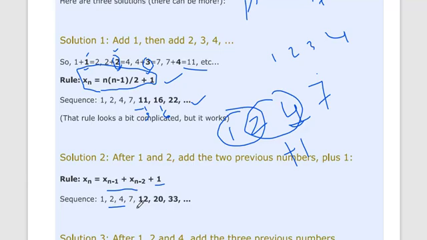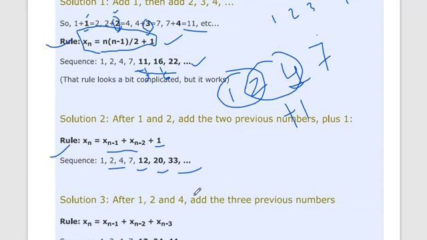This is also true here. You can see that the sequence will change after the fifth term. So both rules are true and both sequences are true. This sequence is also a solution, the third solution.